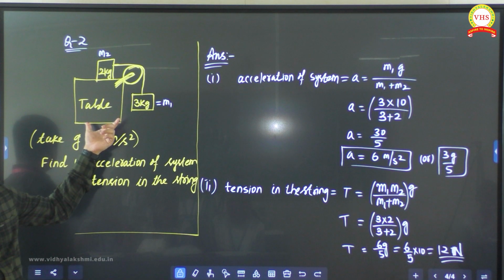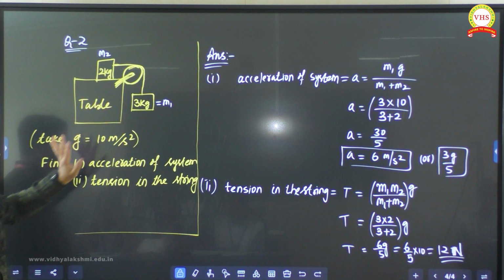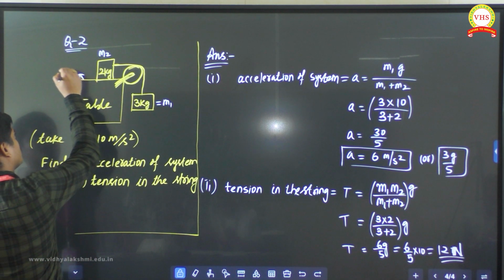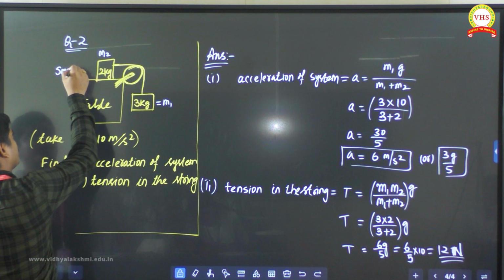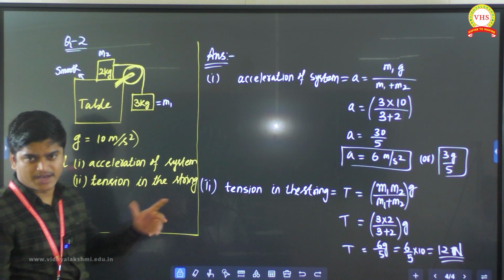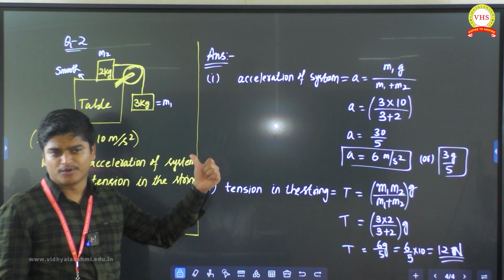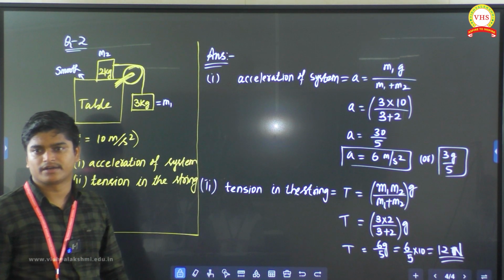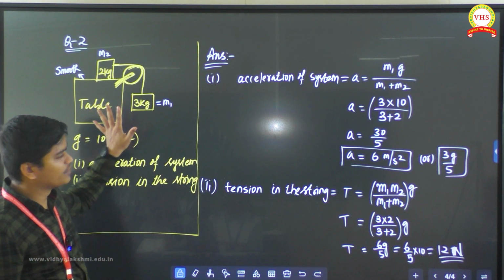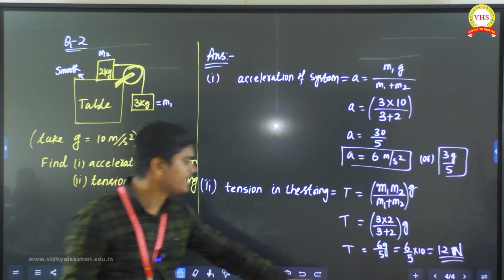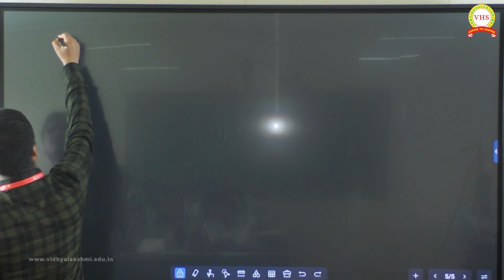See the picture. If this type of system is given, it should also be mentioned that this is a smooth surface. No friction is there. Friction we will study separately. Friction is an opposing force, we will study that separately. But here we are doing it without friction. Okay, next, listen all of you.